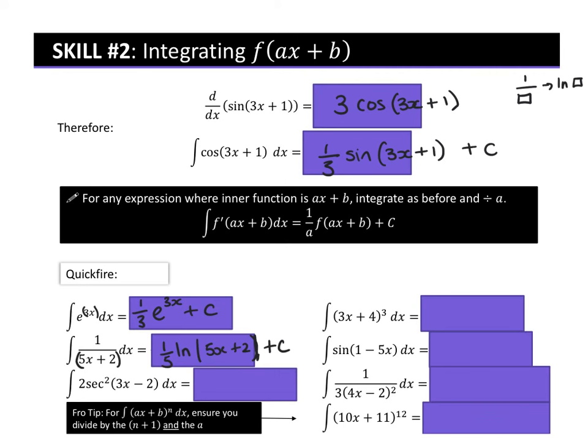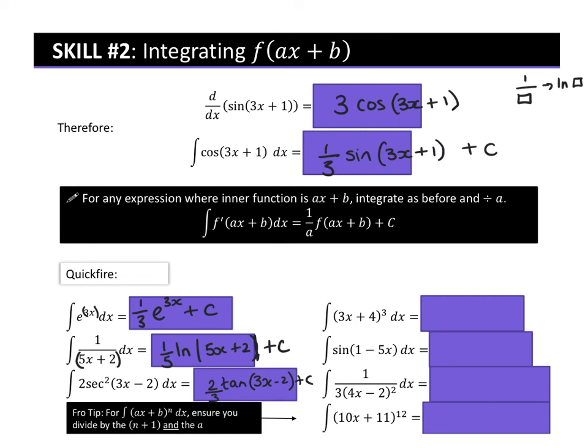But we know sec squared integrates to tan, okay? So we know we're going to have 2 lots of tan of the bracket plus c, divided by the differential of the bracket. 3x minus 2 differentiated is 3. So here we go, 2 over 3.